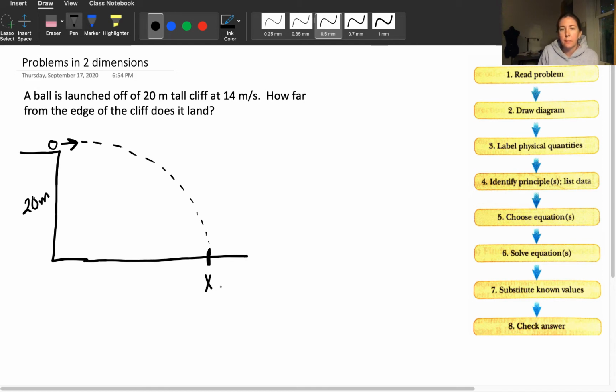What's this x position? Now, how far it lands is also called the range. So somebody might ask, what's the range of this? Nothing has changed in how we do this. We read the problem. You can highlight the important stuff, 20 meters, 14 meters per second. Then we need to draw the diagram, which we've already drawn, and label the things that we know.